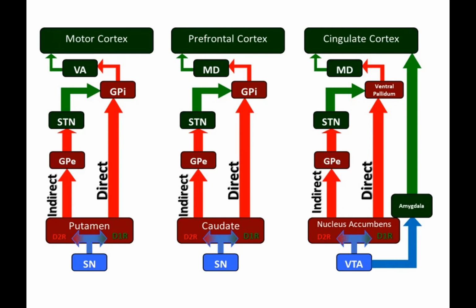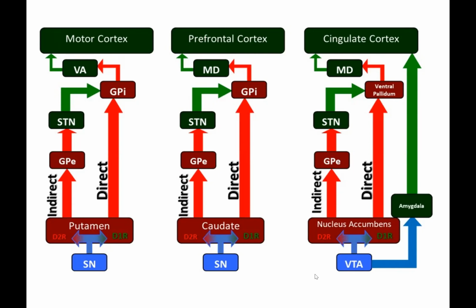So it has the motor component through the motor cortex, second the cognitive, behavioral component through the prefrontal cortex, and the cingulate cortex through the amygdala, which is important for the emotional component of the body. Okay. So far, so good.